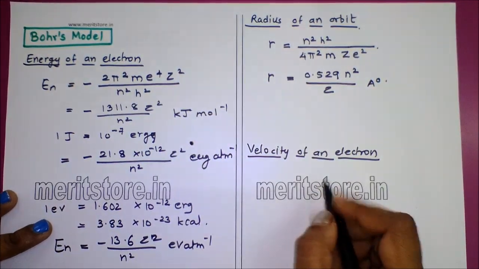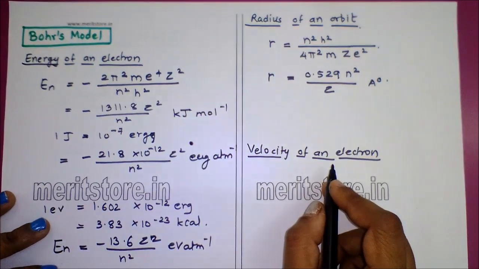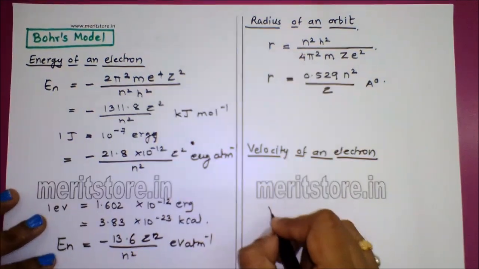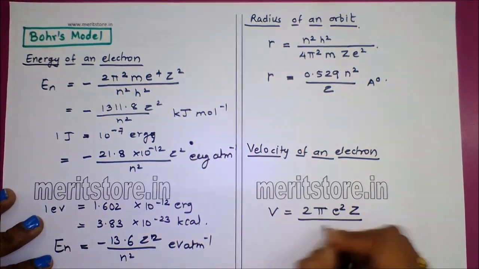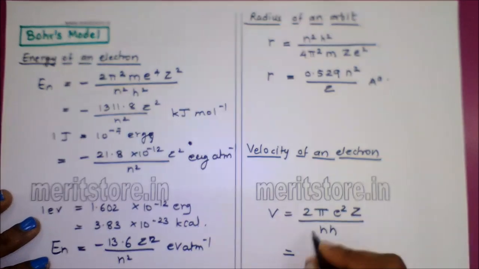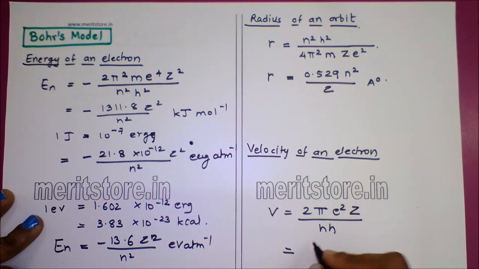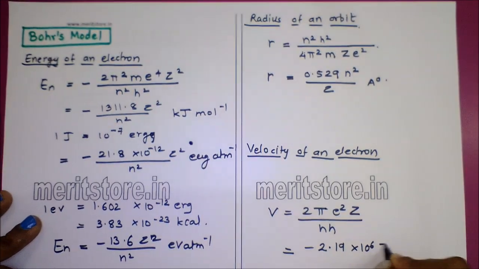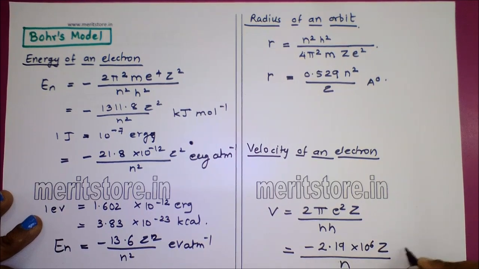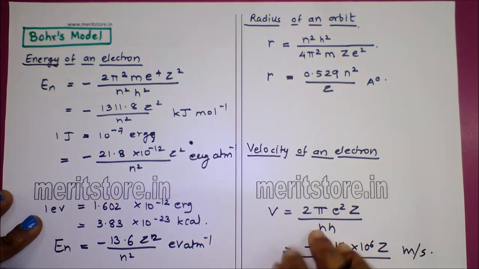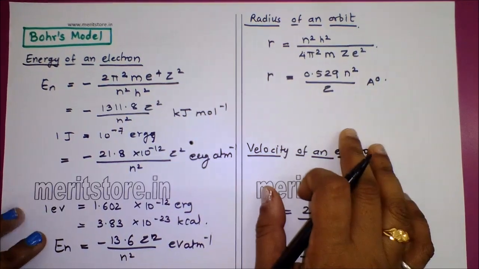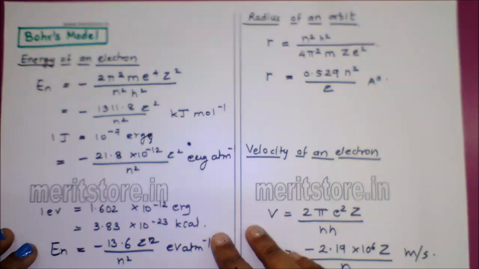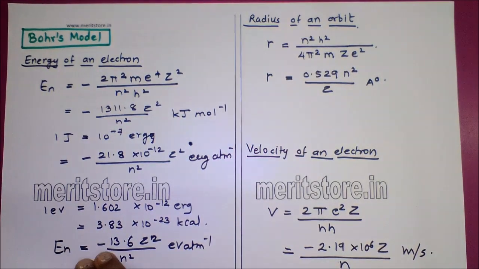The velocity of electron also can be calculated using the Bohr's atomic model, which has been found to be v is equal to 2 pi e square Z upon n h. So after substituting all these values, we can get a simple formula of 2.19 into 10 raised to 6 Z upon n, that is meter per second. So all these formulas we can use for calculating the energies, radius and the velocity of an electron in an atom using Bohr's atomic model.